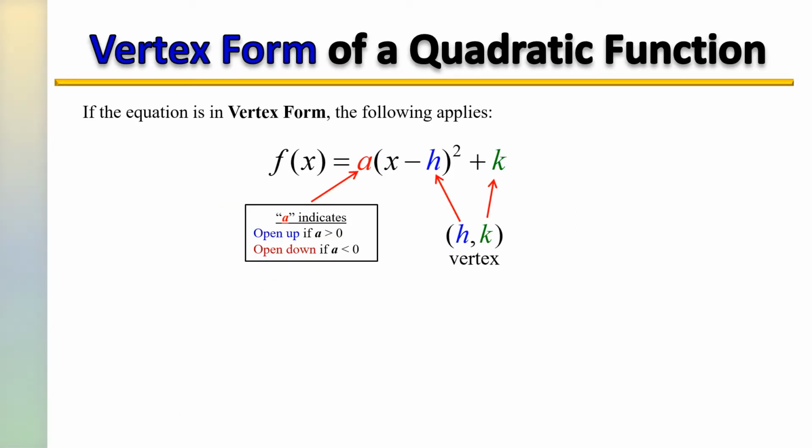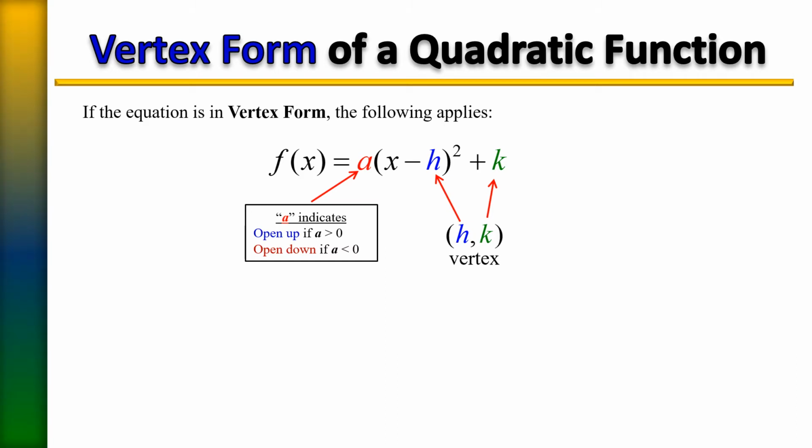Here is the vertex form of a quadratic function. If a, the coefficient of the squared term, is greater than 0, the parabola will open upward. And if a is less than 0, a negative, then the parabola will open downward. The x and y of the vertex is the h, k that you see here in the formula. h represents the x value of the vertex, and k represents the y value of the vertex.